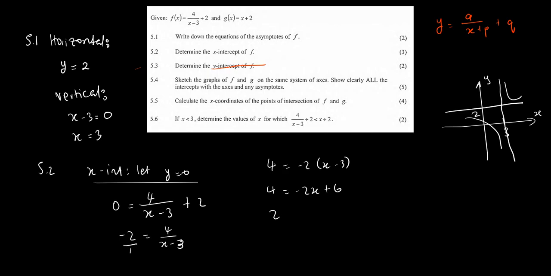So 2x will be equal to 6 minus 4. So I just took this to the other side and took that to the other side. Okay, so therefore you're going to have 2x equals 2. You divide by 2, x will be 1. So therefore your x-intercept is (1, 0).